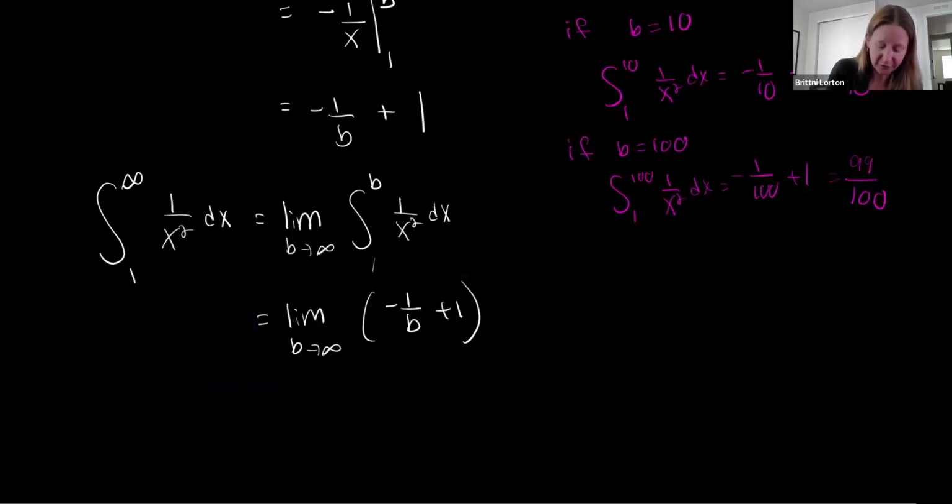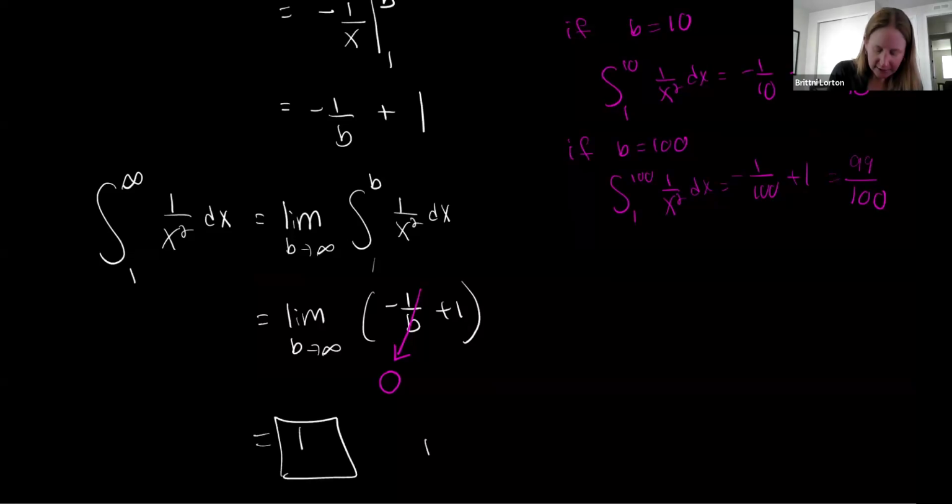And as b goes to infinity, 1 is 1. And then you can think of 1 over a really large number approaches 0. Does it ever get to 0? No, but it gets closer and closer. So we say its limit is equal to 0. Okay, and then of course 0 plus 1 is equal to 1.